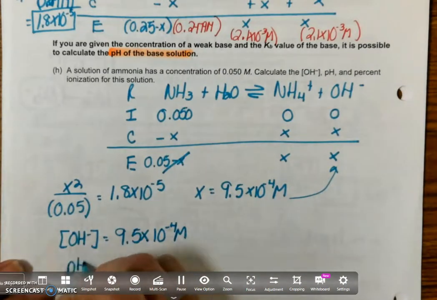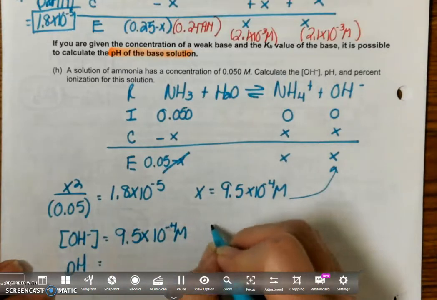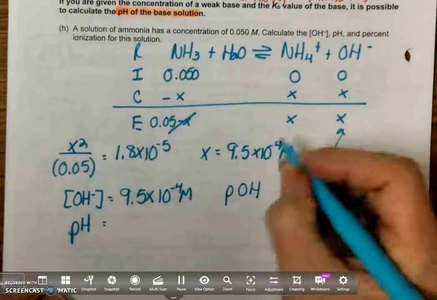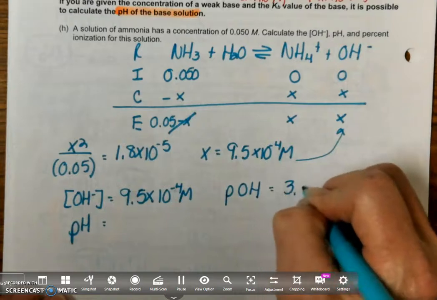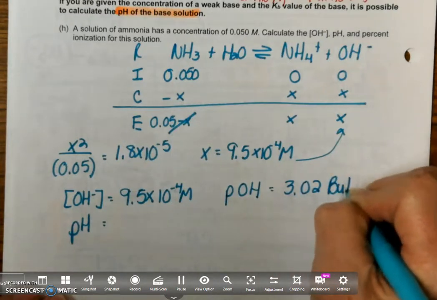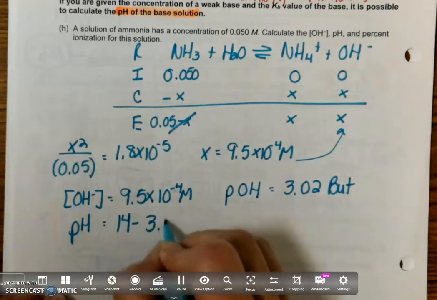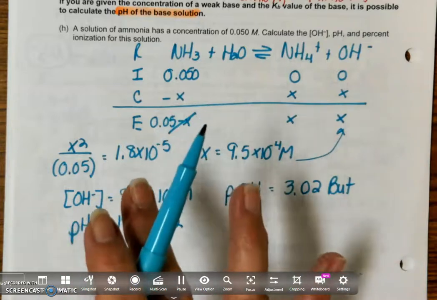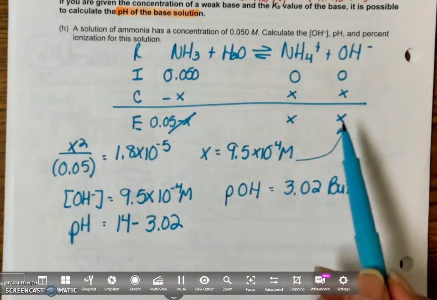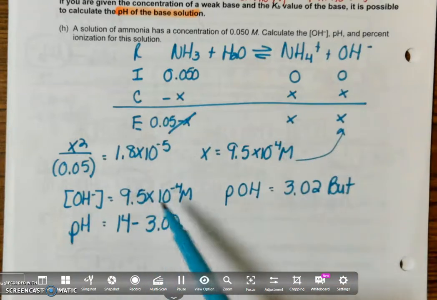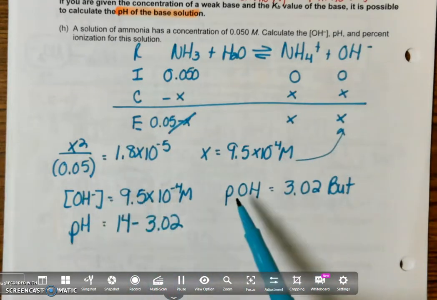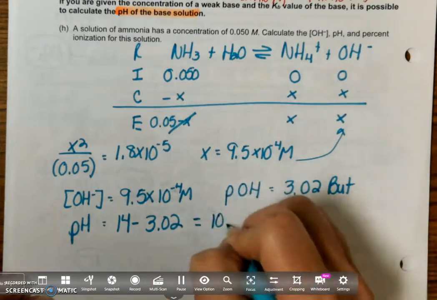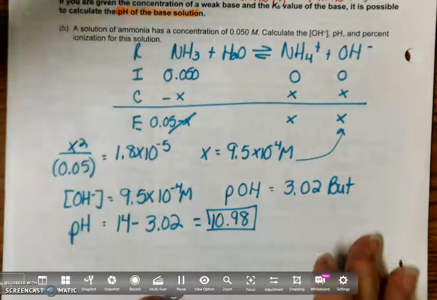The pH, now we need to be careful here, because if I know this concentration, then my pOH is going to be 3.02, but pH is 14 minus 3.02. It is a really common mistake when students are doing the equilibrium of bases, that once they get X, they find the concentration, take the log, and say that's the pH. This is not the pH, this is the pOH. Make sure you take that extra step, and when you get that, it's 10.98, and that makes sense because that's a base.